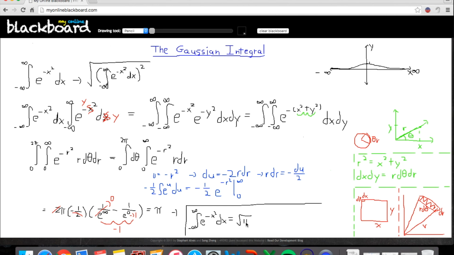Now, there are different ways of deriving the Gaussian integral and getting this definite answer, but I prefer using polar coordinates, and I think it's the one that makes the most sense.